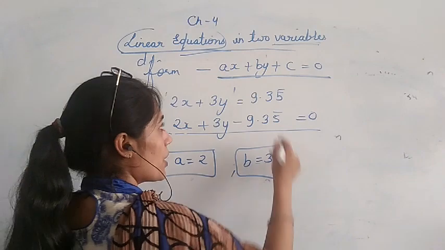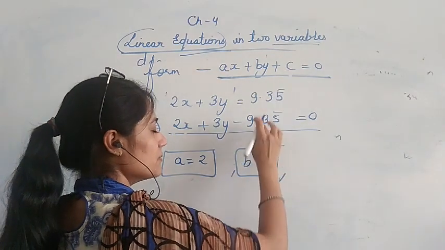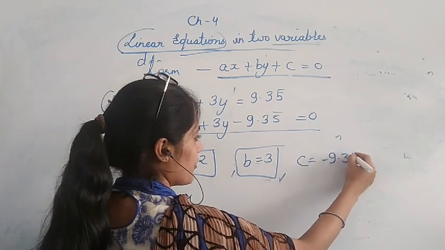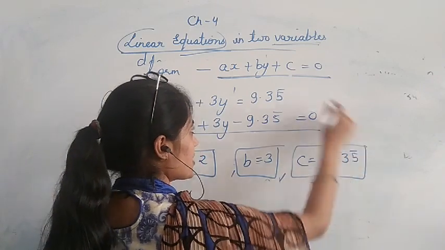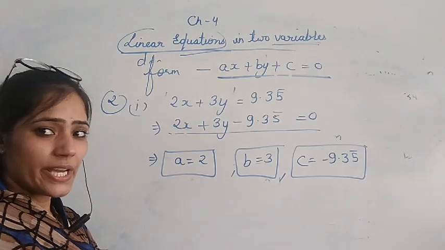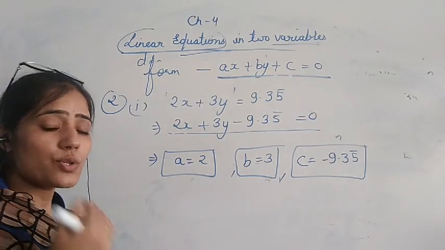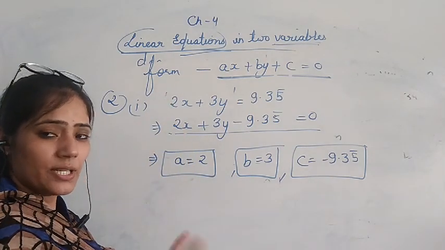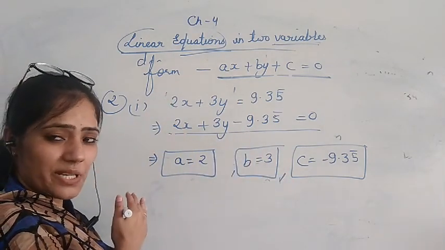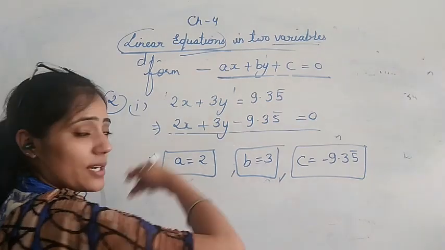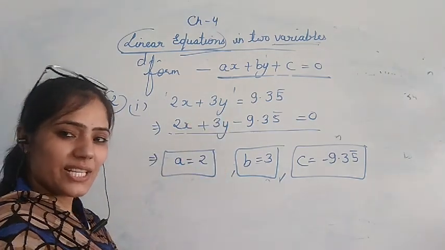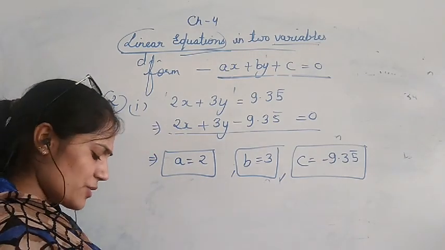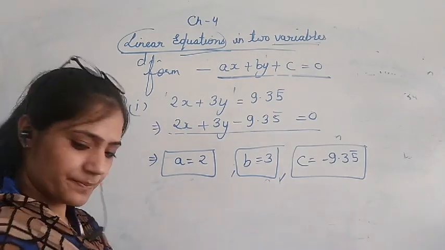Next, what is c here? Constant term. What is the constant term here? Minus 9.35 bar. Why minus 9.35? Because here positive sign is there. So how to find the value of a, b and c? First, we write whatever equation is given. Then by transposing, all things will come this side and then we compare. From this method we can find a, b and c. Any one more example we can take.